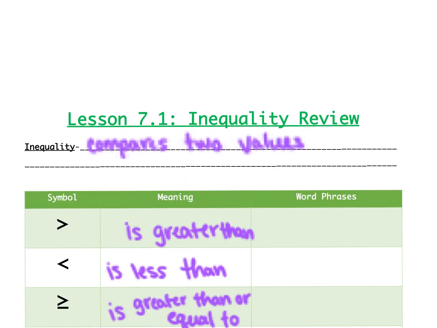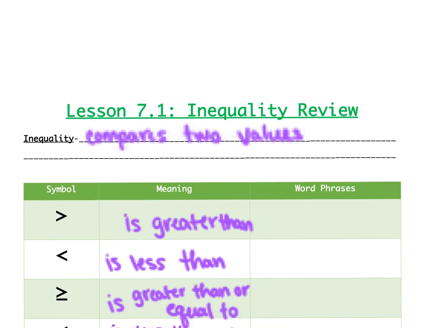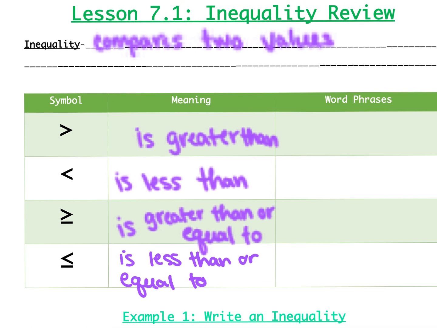So we start off our Lesson 7.1 inequality review with some things we learned in 6th grade. To start off, what is an inequality? An inequality compares two values. It's usually showing if one is less than or greater than another value. So let's talk about the inequality symbols. I've already filled this out for you, so pause your video and go ahead and fill these two things out, the definition as well as the definitions of each symbol.